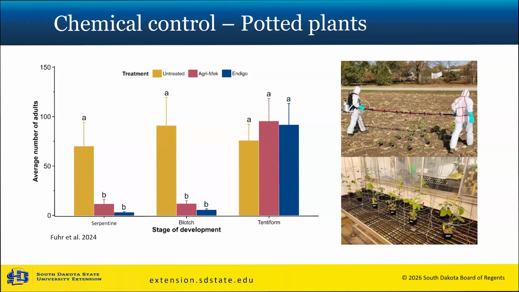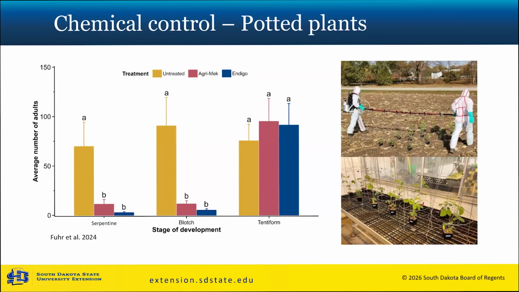If you keep in mind the slide I showed earlier, you have your serpentine, so your earlier instar leaf miner, the blotch stage, and then tentiform is when they're the fourth and fifth instar. The takeaway is Agrimec and Indigo both had highly significant control of your serpentine and blotch stage instars, so those earlier instars. Once they reach the tentiform stage, their last stage of the larva and the pupa, there was no control. As you can see, they're all non-significant.